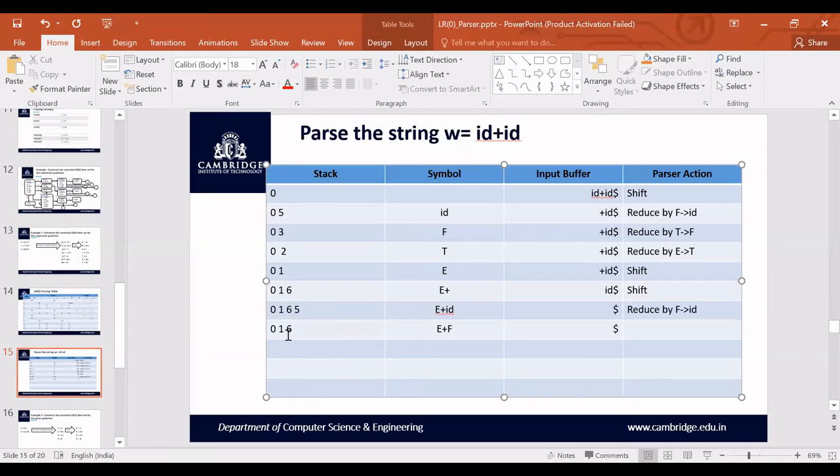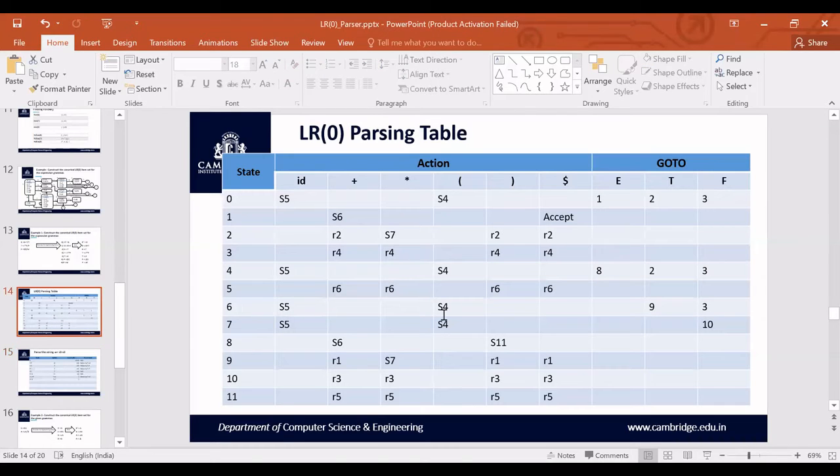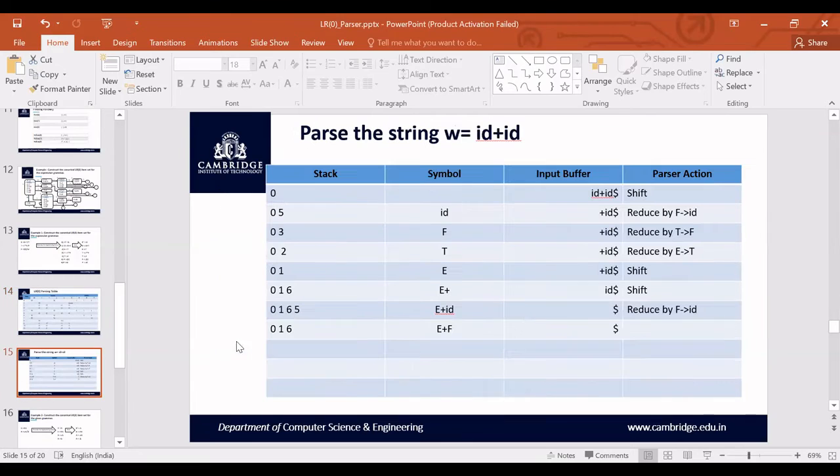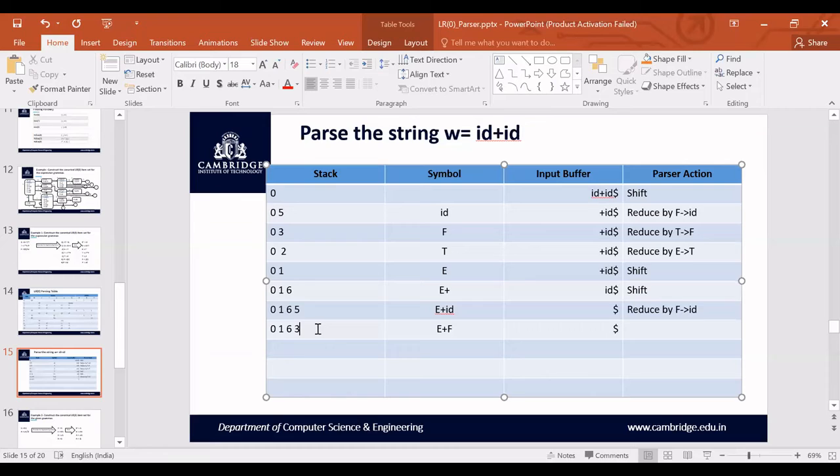Fine. Now what you have to do, since it is a reduction step, take the state on the stack top and take the symbol in the symbol column that was recently reduced and check what is the transition. What's the state on the stack top? 6. What is the symbol that was recently reduced? F. 6 on F. Check state 6 on F. What is state 6 on F? 3. So this 3 will be pushed upon the stack.